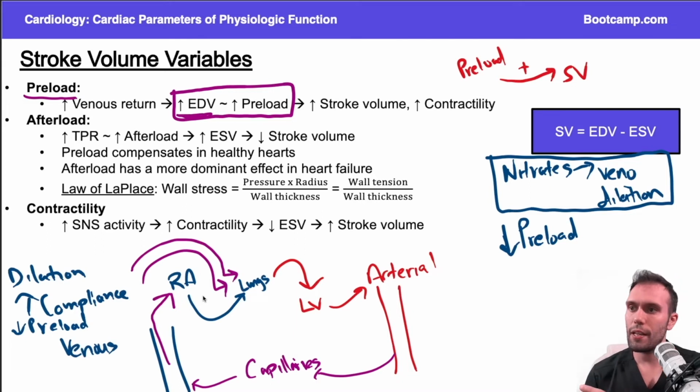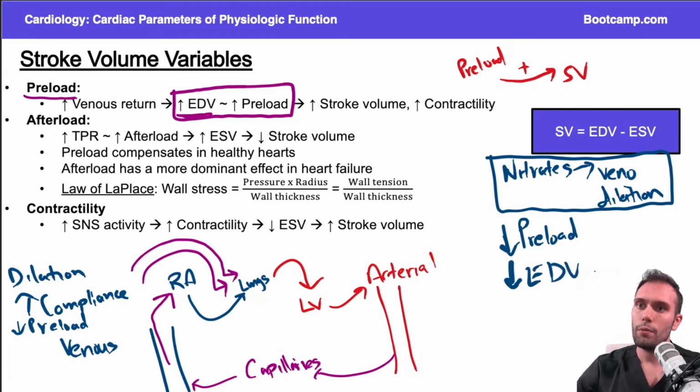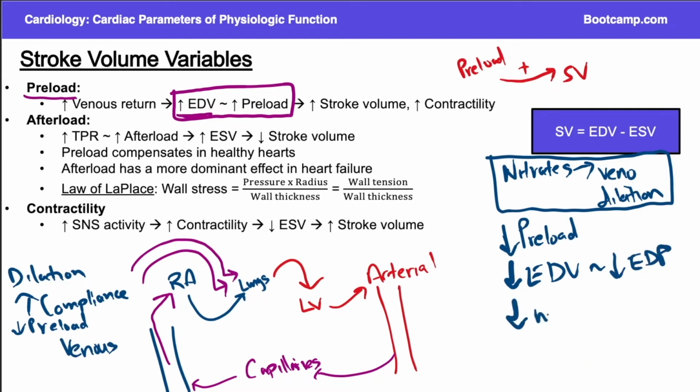We'll talk about all this in the angina lecture, but the idea here is I'm going to have less blood coming back to the heart, less blood going to the left ventricle, and that's, again, less preload, less end diastolic volume, right, with less end diastolic pressure in the left ventricle, and that's going to decrease myocardial oxygen demand because there's going to be less shear stress on the left ventricular wall. That's why we use nitrates for angina.